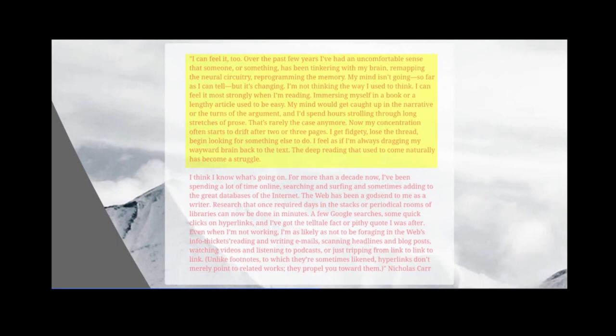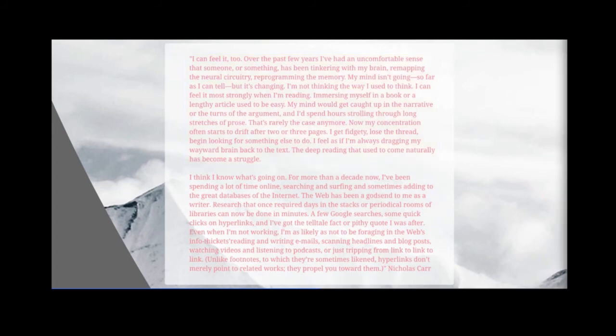Immersing myself in a book or lengthy article used to be easy. My mind would get caught up in the narrative or the turns of the argument, and I'd spend hours strolling through long stretches of prose. That's rarely the case anymore. Now my concentration often starts to drift after 2 or 3 pages. I get fidgety, lose the thread, begin looking for something else to do. I feel as if I'm always dragging my wayward brain back to the text. The deep reading that used to come naturally has become a struggle.